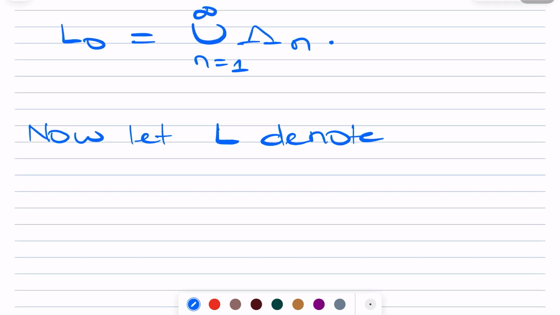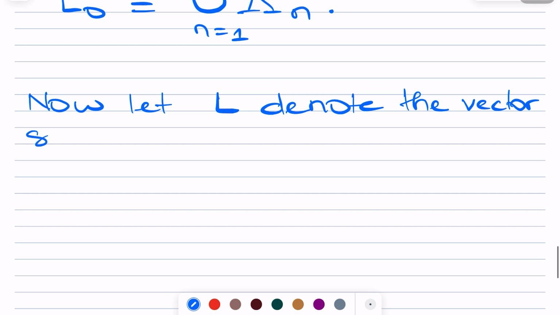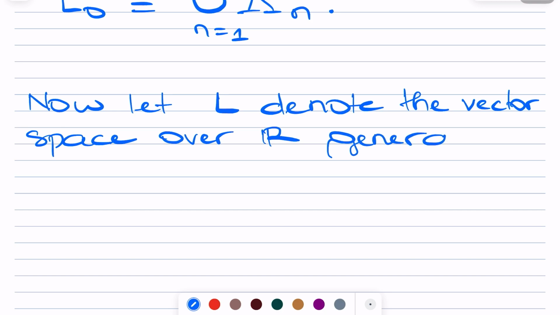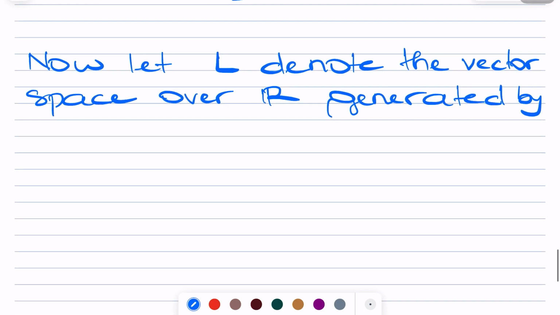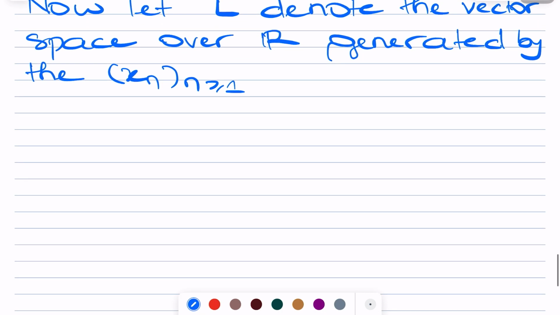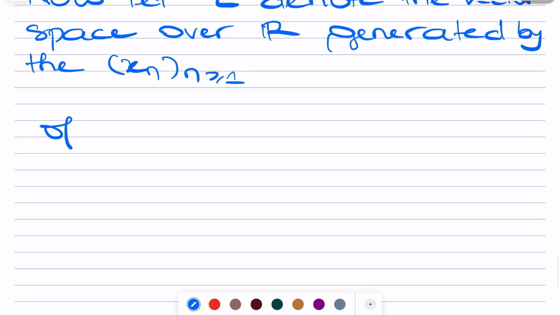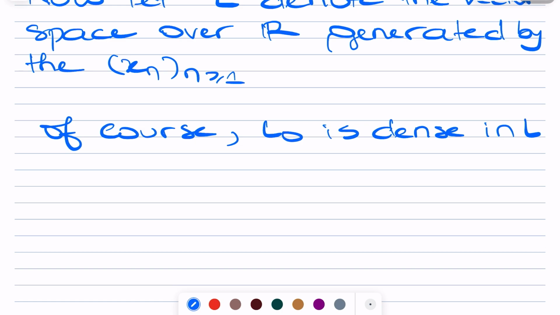Now let L denote the vector space over R now, generated by the x_n. Of course, because Q is dense in R, you still have that L0 is dense in L, because L0 is also the vector space, but over Q, generated by the x_n. So obviously L0 is dense in L.